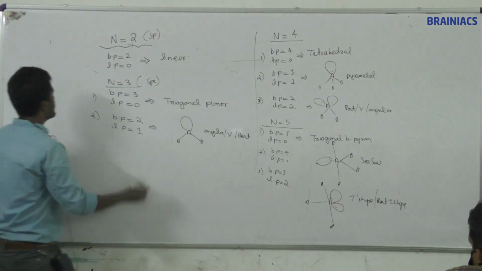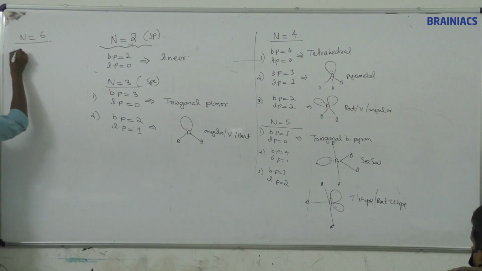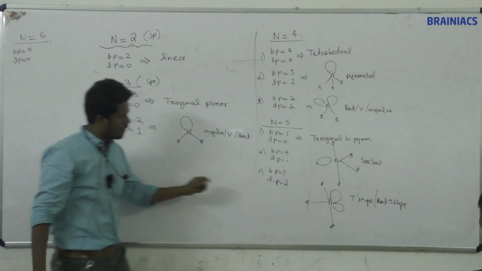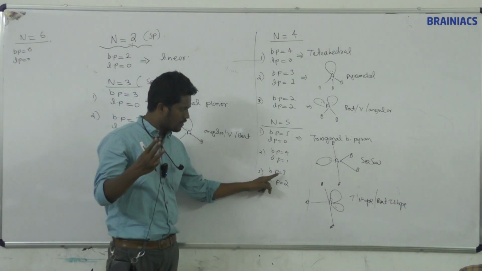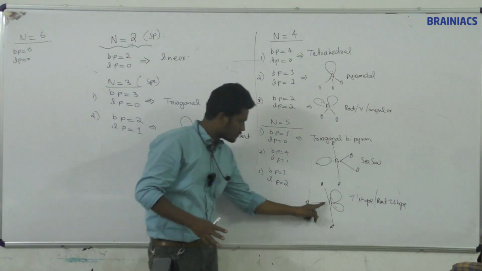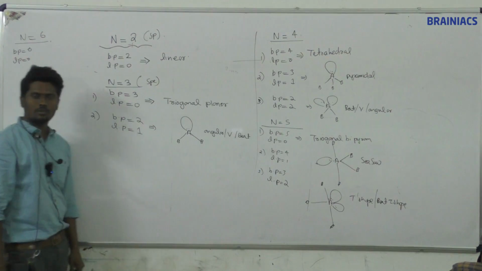Okay, in the same way, n is equal to 6. Bond pair is equal to 6, lone pair is equal to 0. Then in the same way here, bond pair is 2, and all others are lone pairs. So what is the structure? It will be linear. The structure will be linear.